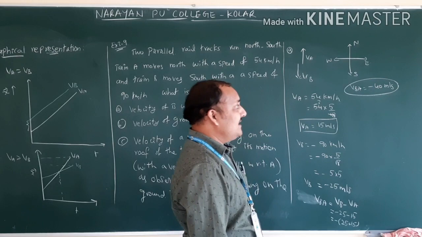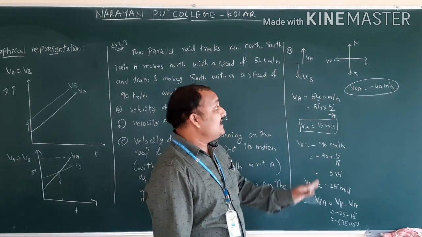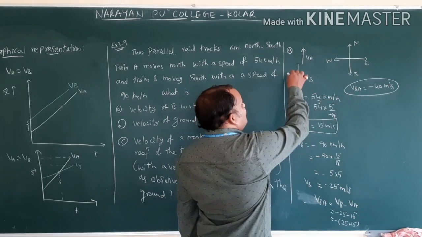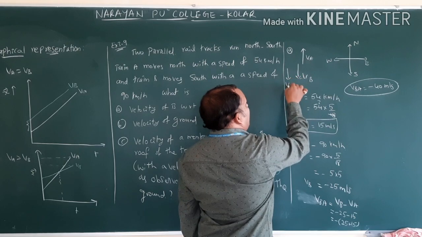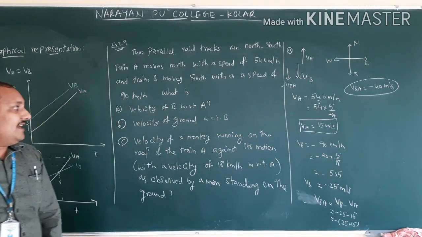What is that minus indicating? Relative velocity of B with respect to A is in which direction? VBA negative you got means towards south. So the negative direction is giving towards south.